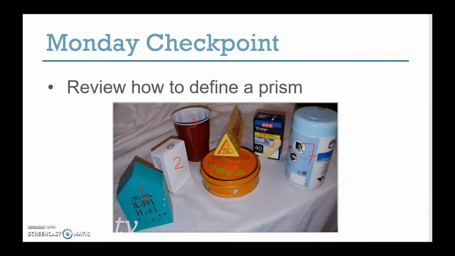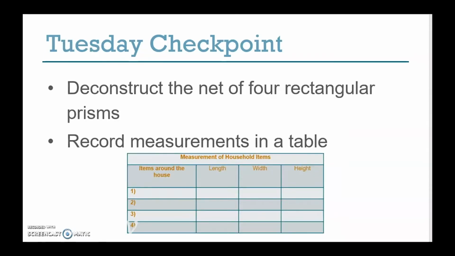On Monday, the first thing that we're going to focus on is how to define a prism. Remember that a prism has 2 parallel and congruent bases. So we're going to ask you to find household items and check to see which ones are prisms and which ones are not. On Tuesday, you're going to start deconstructing 4 rectangular prisms. So out of all of the things that you collected from around the house, we're going to ask you to focus on 4 of them and to record the measurements for those items in a given table.